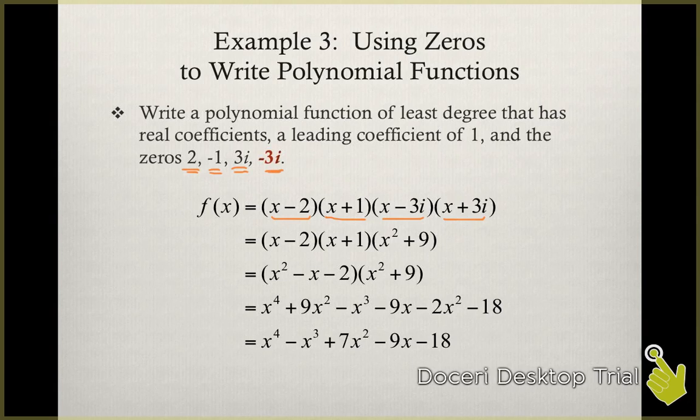Now, I would always recommend that you multiply out the factors that have the imaginary zeros first, because it's going to get rid of the i's for you. So in this case, we really just have a sum difference pattern. So we're going to take the x squared minus the 9i squared, and then i squared becomes -1, and so that's how we get x squared plus 9.